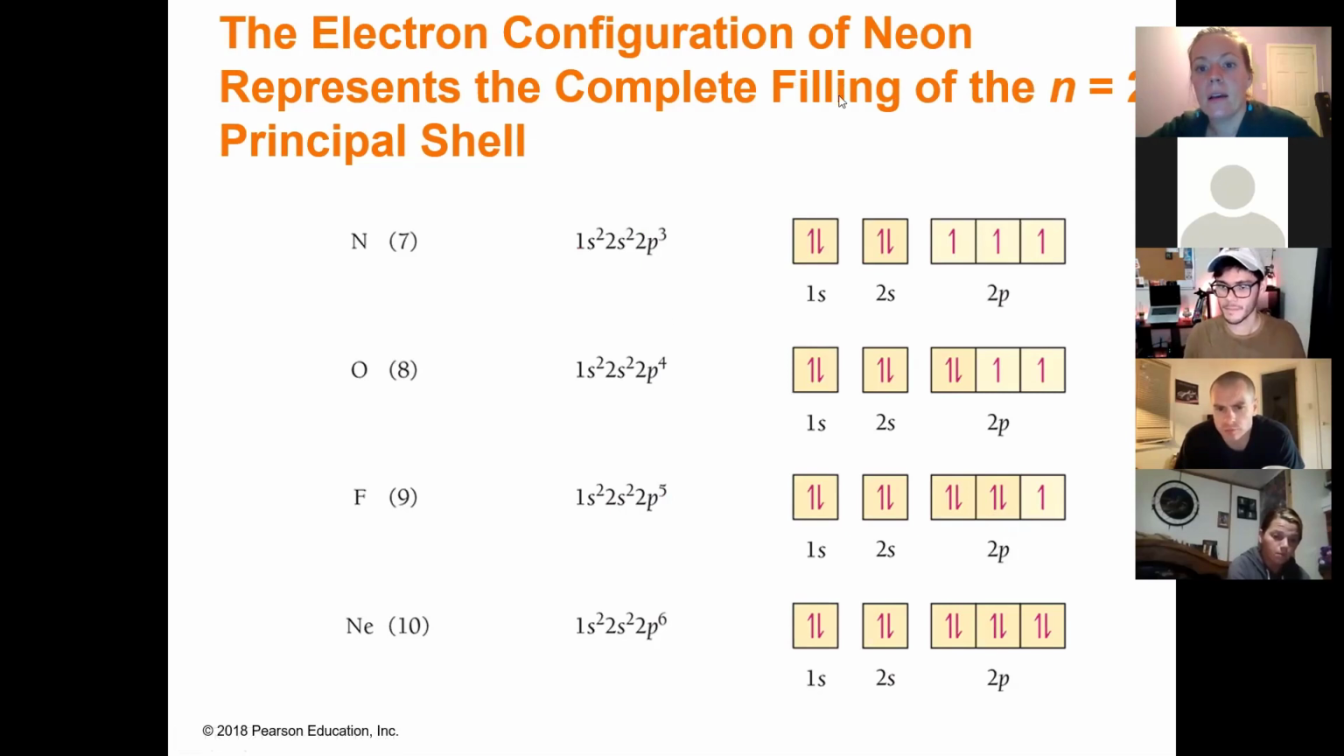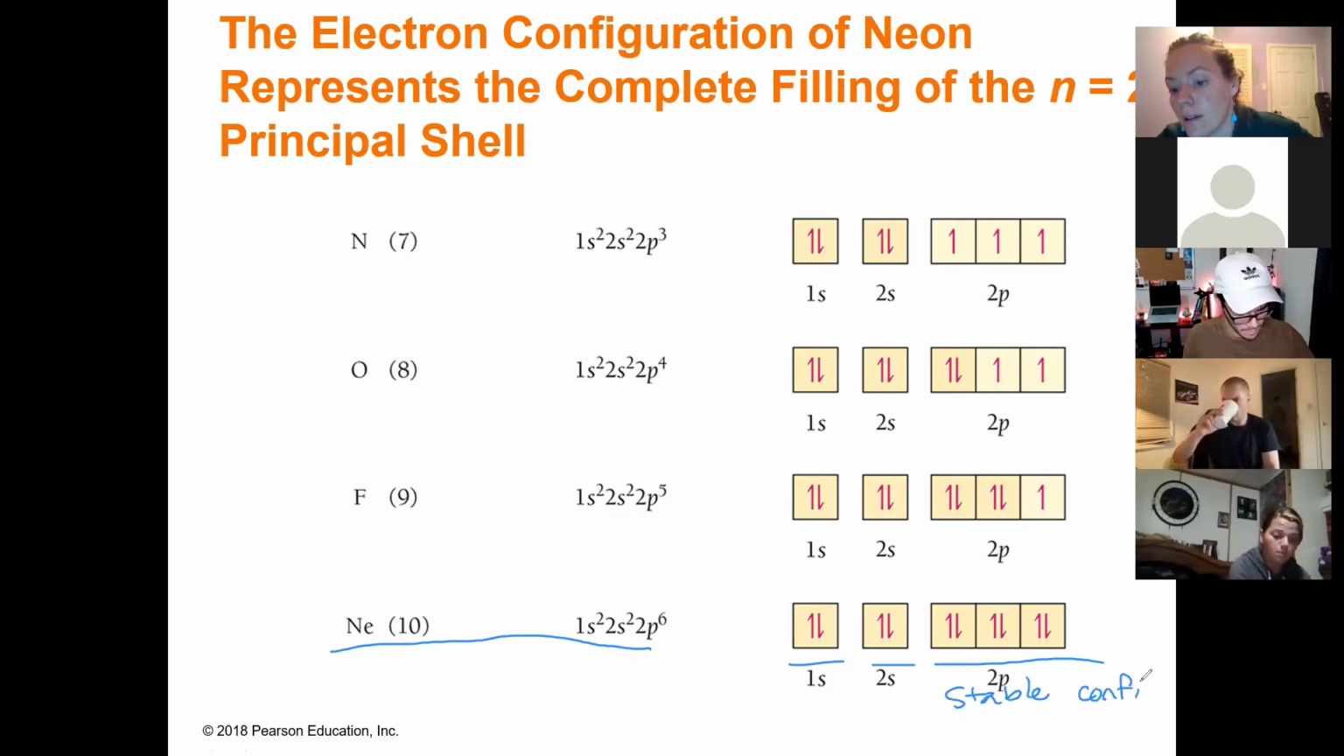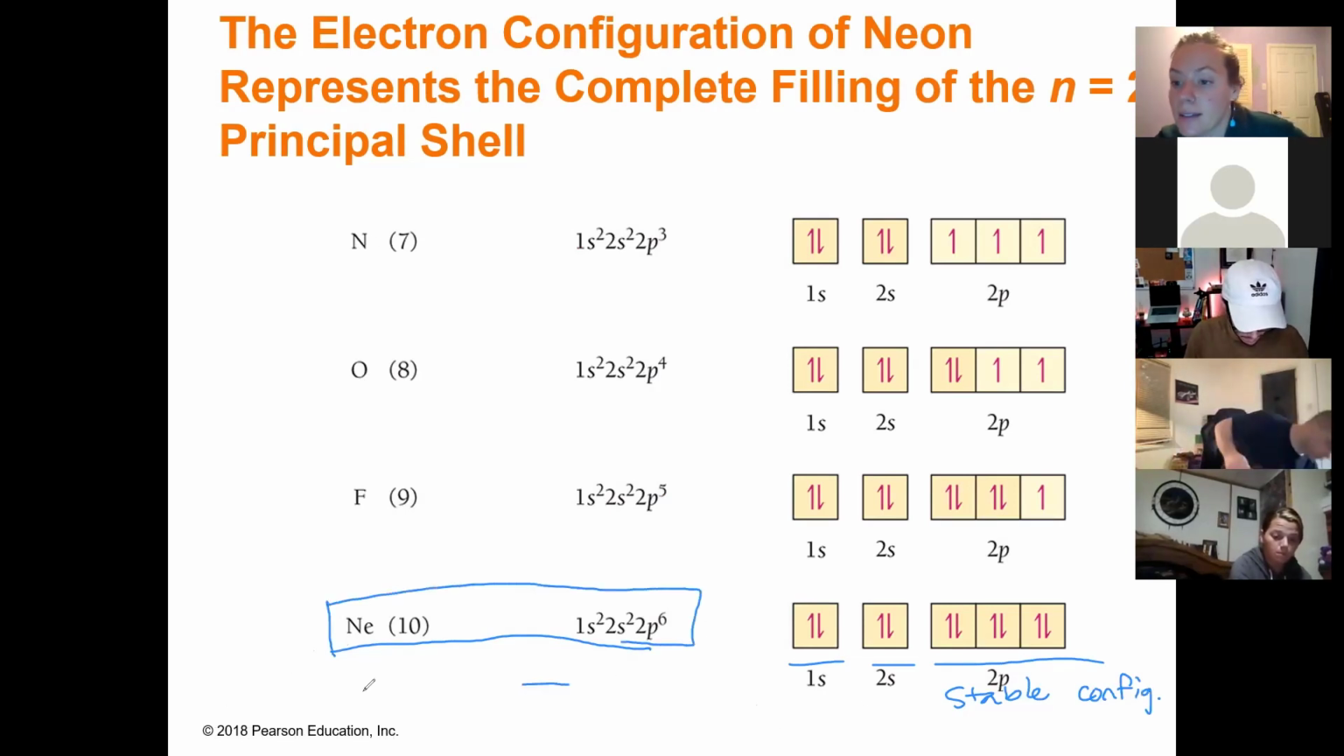Look at neon. What's unique about neon? Look at every one of them, full and neat and balanced. That is a stable configuration. Okay, a stable electron configuration. All the noble gases do this. They form a complete outer shell. That means that the electrons have a partner, they're balanced, they don't want to be messed with. So usually the noble gases don't bond.